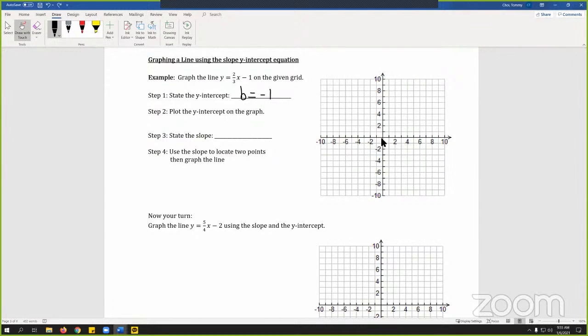So y-intercept, we look at the y-axis. Oh, it's right here. I'm going to do it in red. Boom. There's my y-intercept. I plotted my y-intercept. Done. Okay?